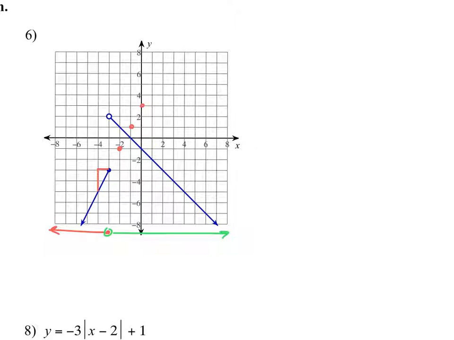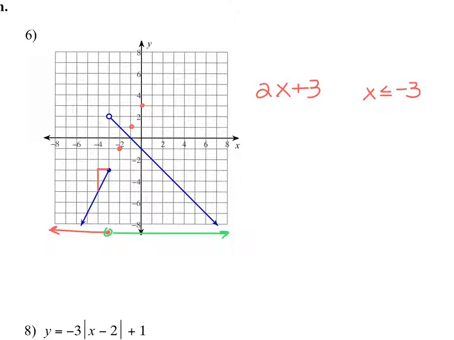So the first one is, I guess I did equations and domains at the same time. Sorry about that. All right, so this first one is going to be 2x plus 3. And the domain there, I'm starting at -3 and going to the right, so that's x is less than or equal to -3.